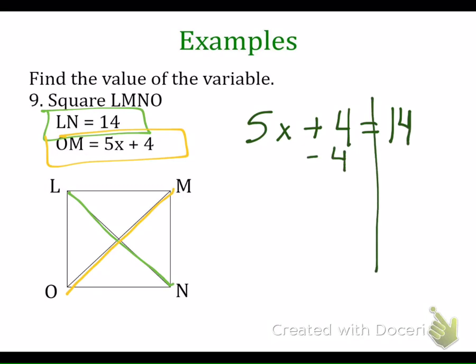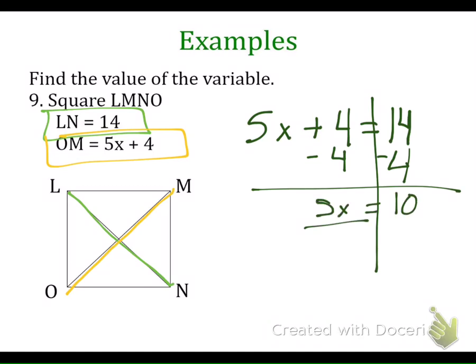So I'm going to subtract 4 first. 5x equals 10. Divide both sides by 5. X equals 2.